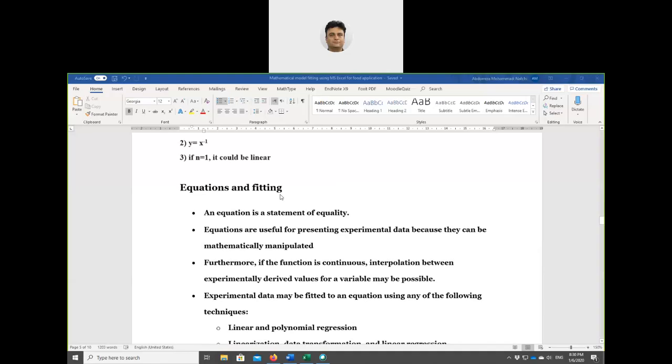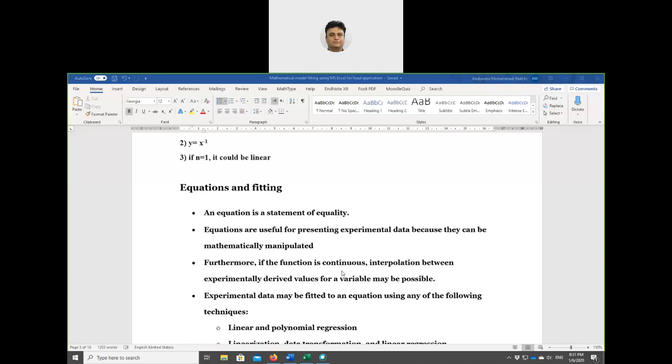Okay, the next step is equations and fitting. An equation is a statement of equality. Equations are useful for presenting experimental data because they can be mathematically manipulated. Furthermore, if the function is continuous, interpolation between experimentally derived values for a variable may be possible.